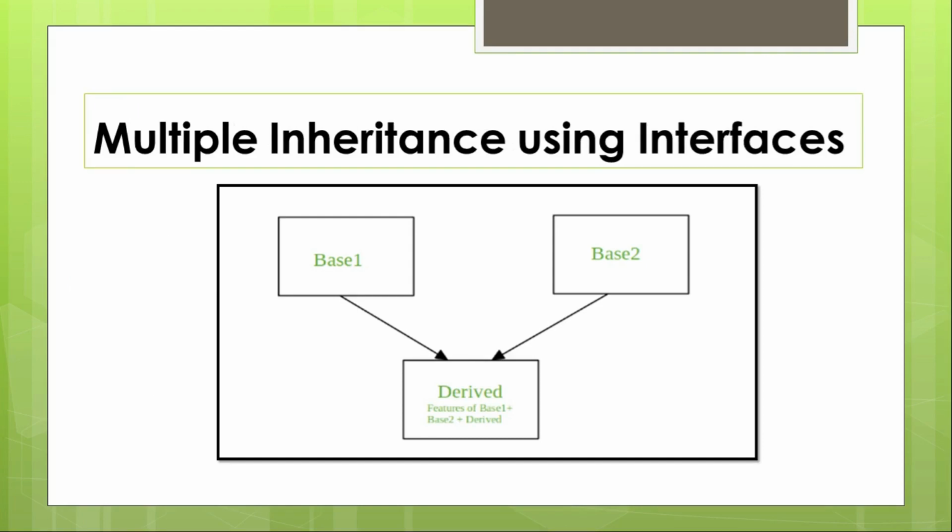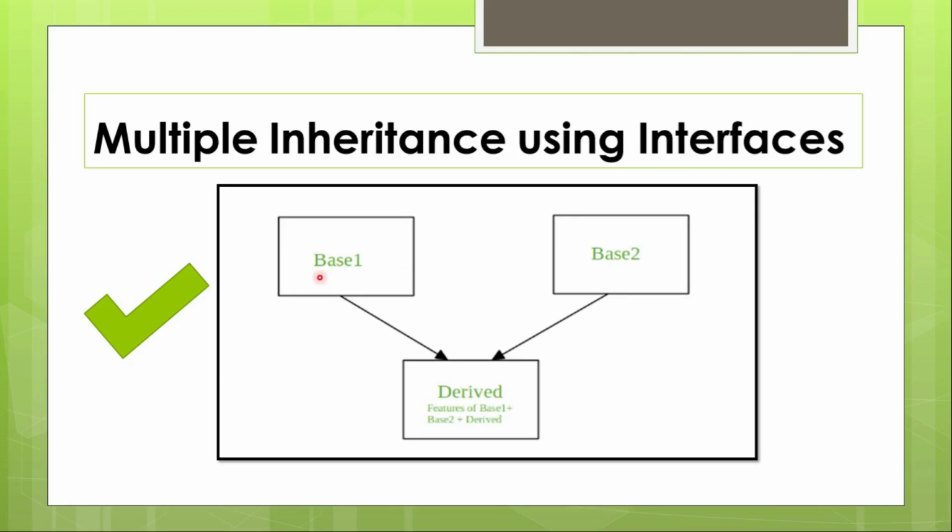But there are some advantages with multiple inheritance. As long as base class 1 and base class 2 cannot have a property with the same name, you can acquire the advantages of multiple inheritance. You can implement multiple inheritance in Java using interfaces. Using interfaces, it is allowed. Multiple inheritance is possible in Java using interfaces, but it cannot be possible using classes.